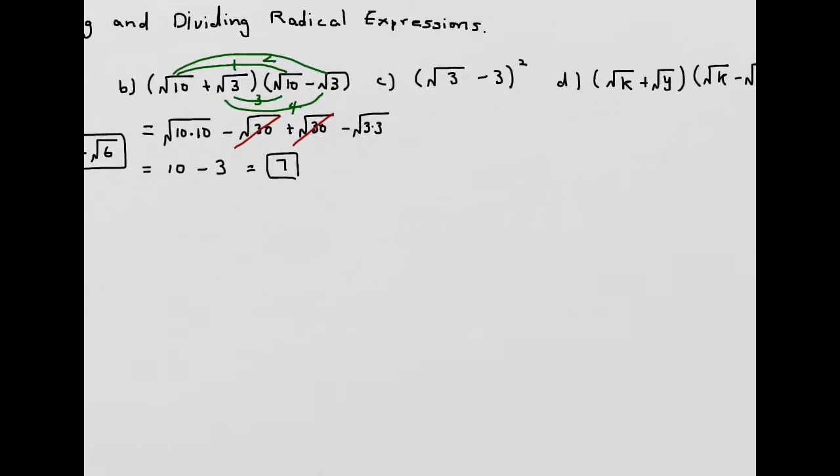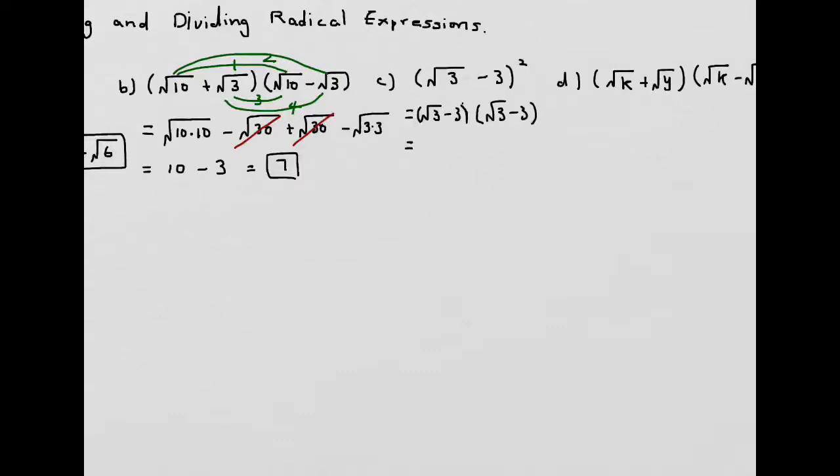Let's look at C. If we have a square of a binomial, we need to make sure we don't distribute. We cannot distribute exponents if you have subtractions. If we have a subtraction, we cannot distribute exponents. So we need to understand that this is going to be the same as if we have square root of 3 minus 3 times square root of 3 minus 3. So another problem you need to do FOIL.